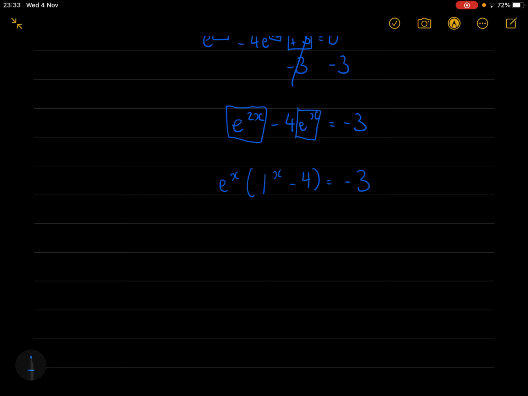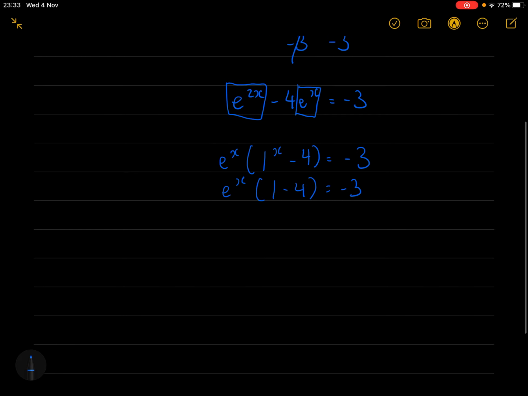1 to the power of any number is always equal to 1. So e to the power of x into 1 minus 4 should be equal to negative 3. 1 minus 4 is equal to negative 3. So e to the power of x times negative 3 is equal to negative 3.